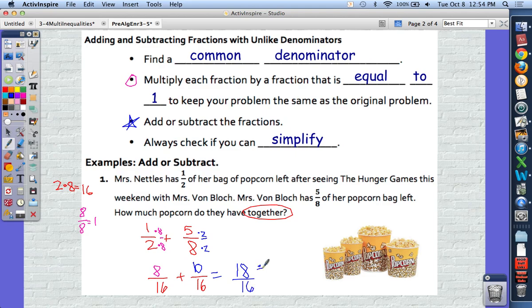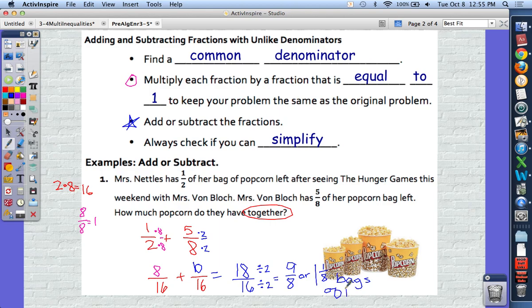I can take out a 2 from both of these. And remember, we're doing the same thing to the top and the bottom to keep it equal, which is going to give me 9/8. Or, how do you write that as a mixed number? 1 and 1/8. So my answer is 9/8 or 1 and 1/8 bags of popcorn.